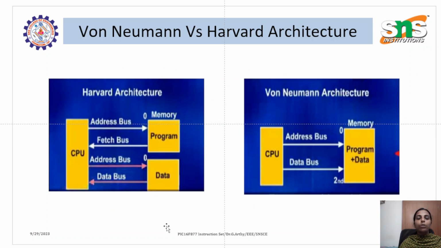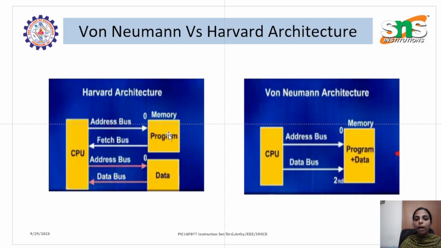Another thing which we need to know is von Neumann and Harvard architecture. There are many architectures, and two commonly known are von Neumann and Harvard architecture. So what is Harvard architecture and von Neumann architecture? The diagram clearly explains the difference between these two. In both cases, we have a CPU.